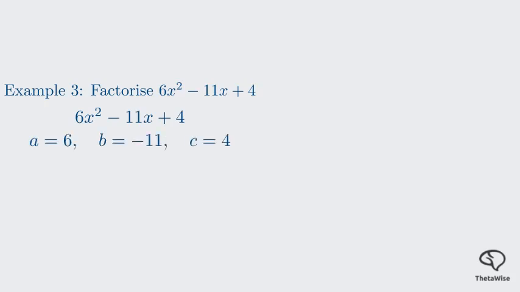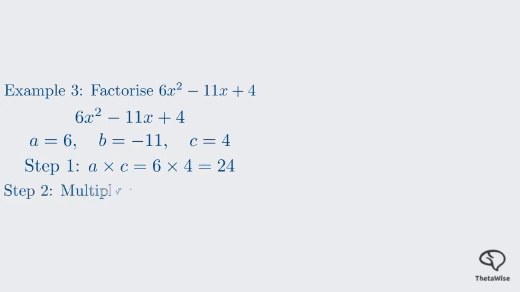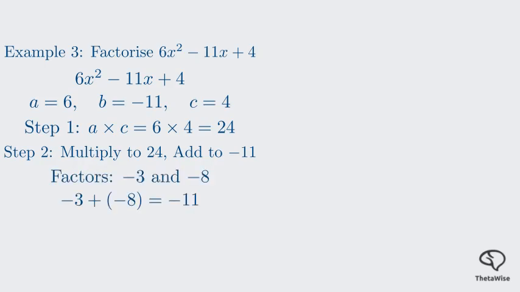For our final example, let's look at a case where the middle term is negative, but the constant is positive. This results in two negative signs within the brackets. Our expression is 6x squared minus 11x plus 4. In this case, a is 6, b is negative 11, and c is 4. Step 1. 6 times 4 gives us 24. Step 2. We need two numbers that multiply to positive 24 and add to negative 11. Because they multiply to a positive but add to a negative, both numbers must be negative. Negative 3 and negative 8 fit the bill.